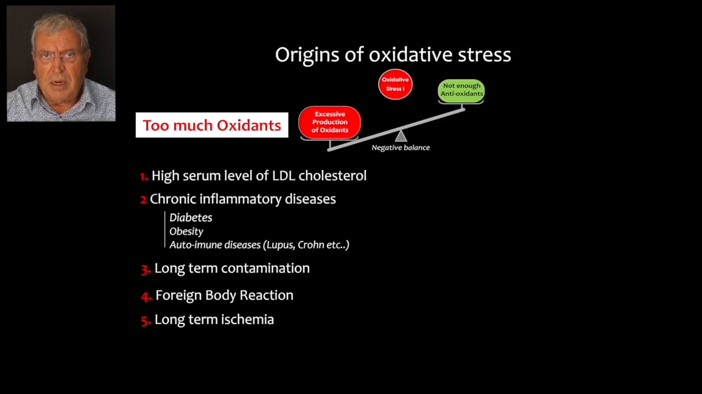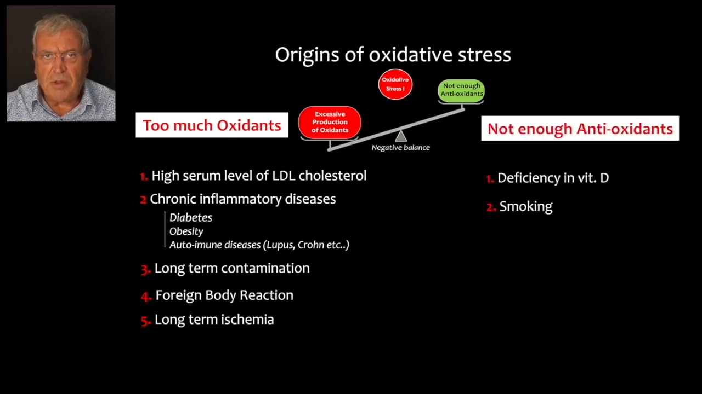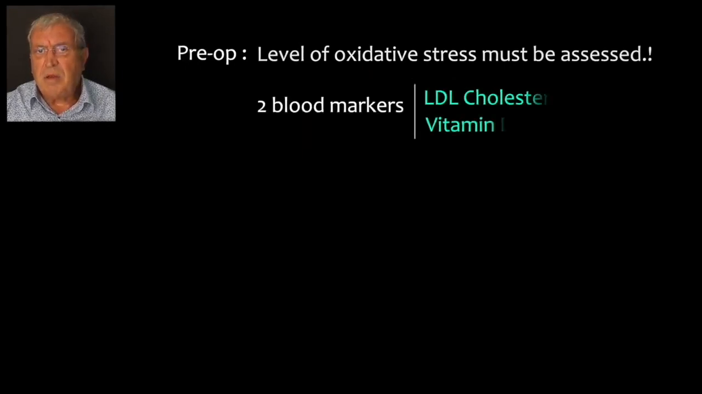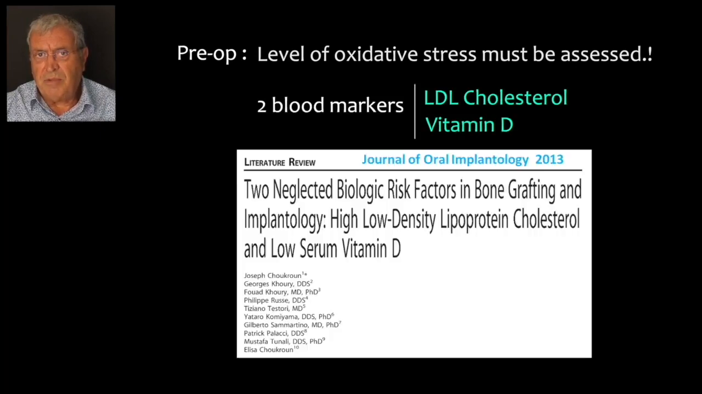Then let's go to see the origin of oxidative stress: too much oxidant or not enough antioxidant. We will analyze each one by one. First, in pre-op, we need to assess the level of oxidative stress with two markers. We have two markers of oxidative stress, cholesterol and vitamin D.